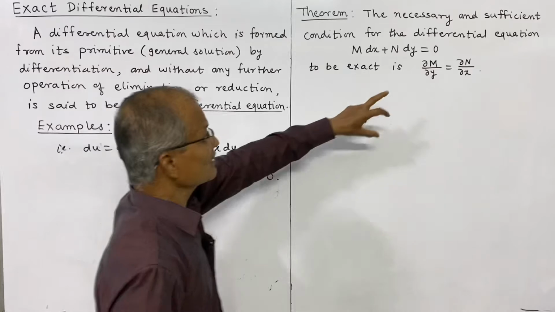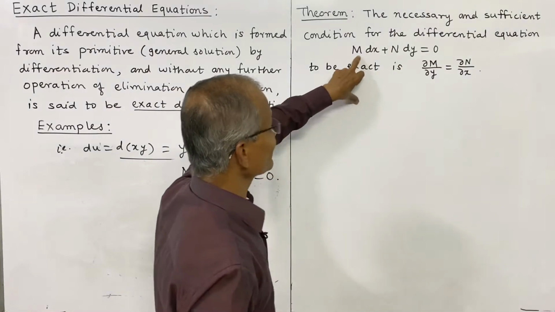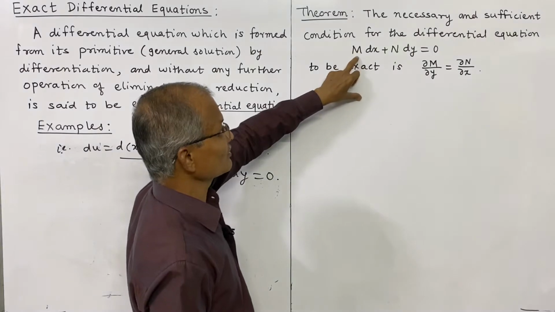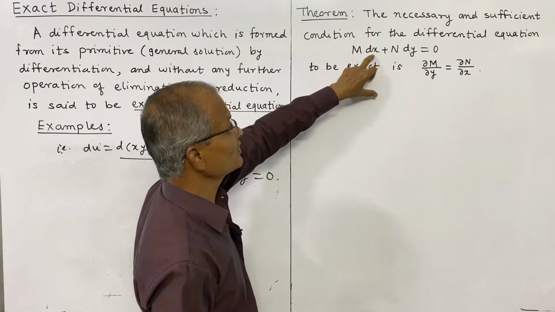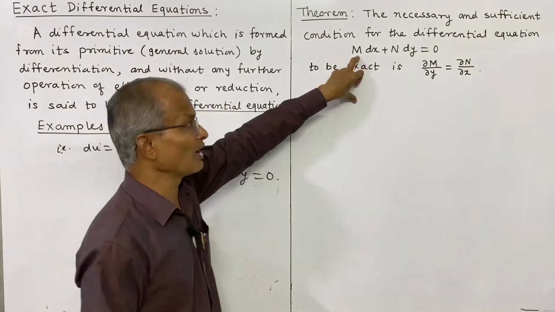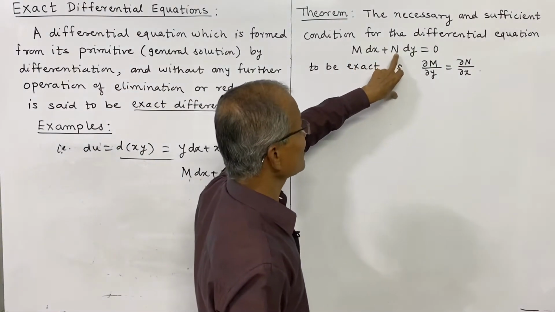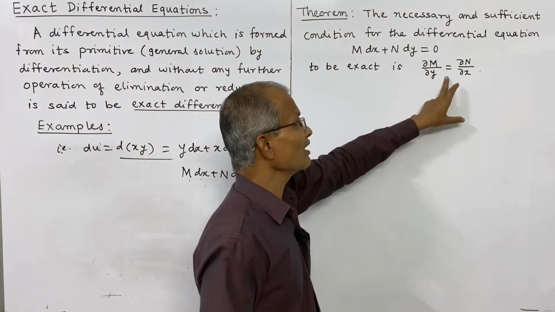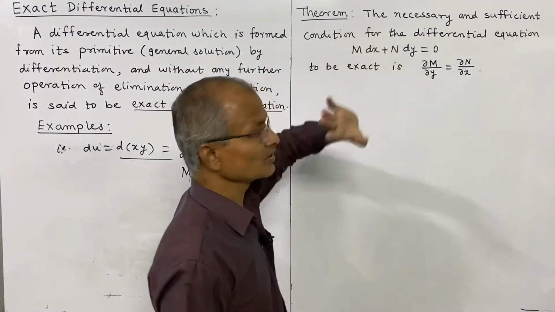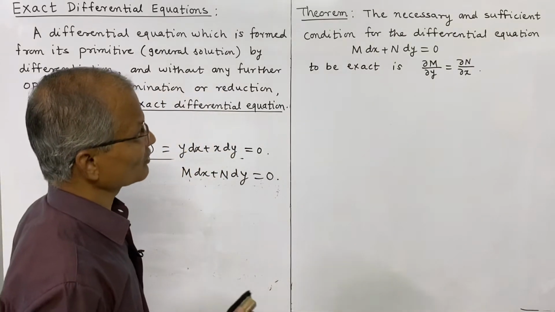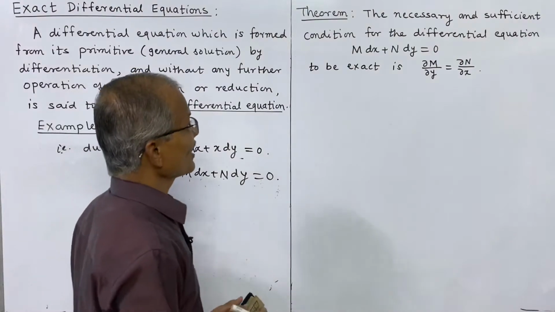Now here is the partial derivative of this function m with respect to y. It is with respect to y, that is also to be noted. It is the coefficient of dx, but it is differentiated partially with respect to y, and n is differentiated partially with respect to x. Then if these two are equal, the differential equation becomes exact, and then we will see what the solution of this will be.